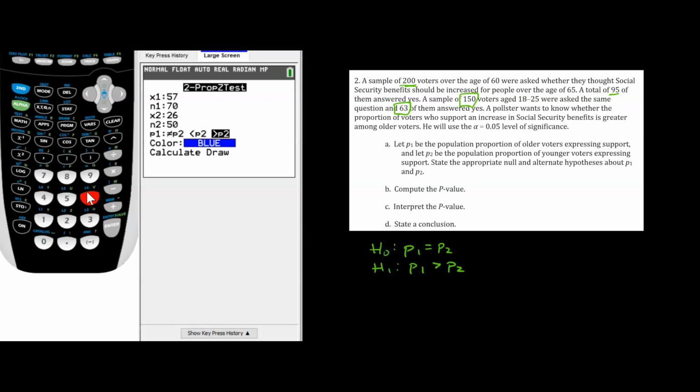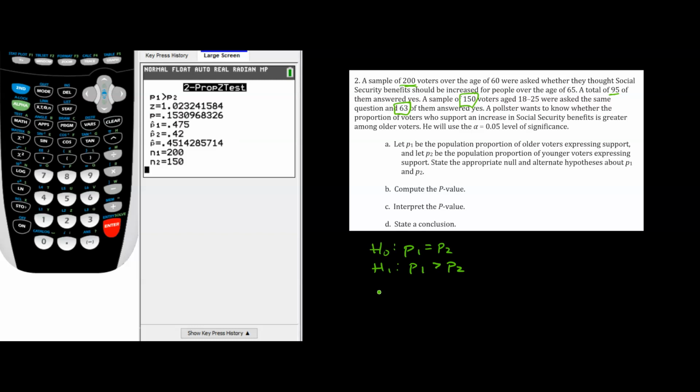Group 1 is our older voter group, and since that has been established in the problem, we know that we are going to put in the 95 first and then 200. Remember, x is always the smaller number because x is the number out of the total in the sample that satisfied a certain characteristic. And then in group 2 we had 63 out of 150. You want an alternate hypothesis that is greater than P2. So we can just press calculate here.